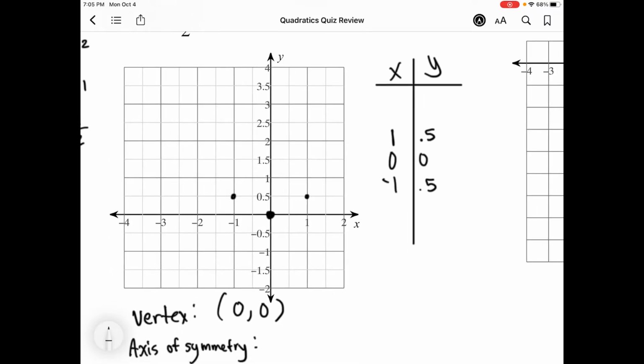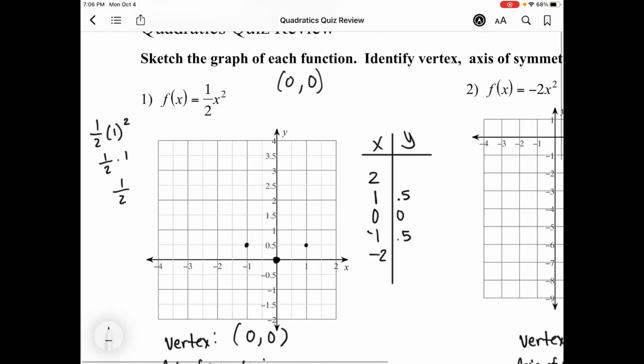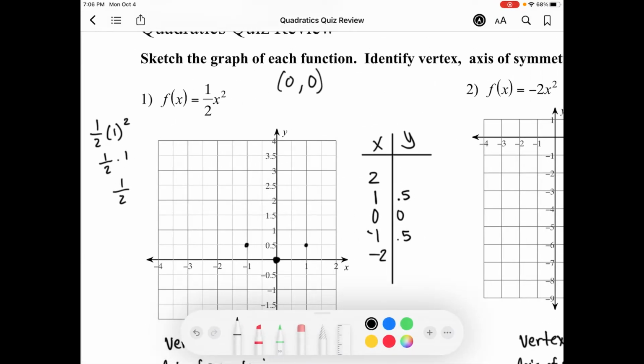Next, I want to pick another 2 values that are the same distance from our vertex, and that is going to be -2 and +2, right? Both of those are 2 units away from our vertex, so regardless of which one I plug in, I would get the same y value, okay? So I'm going to go ahead and erase that.